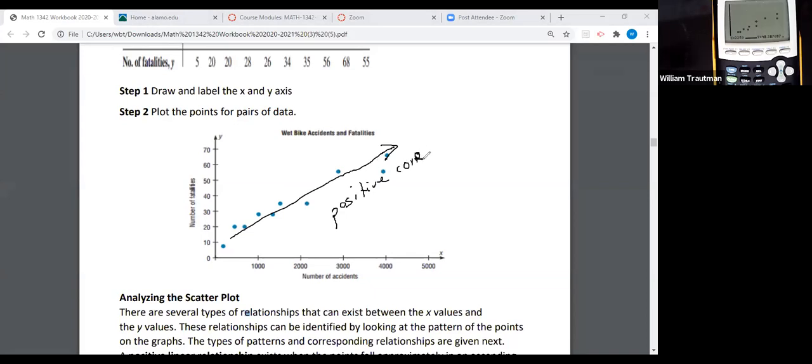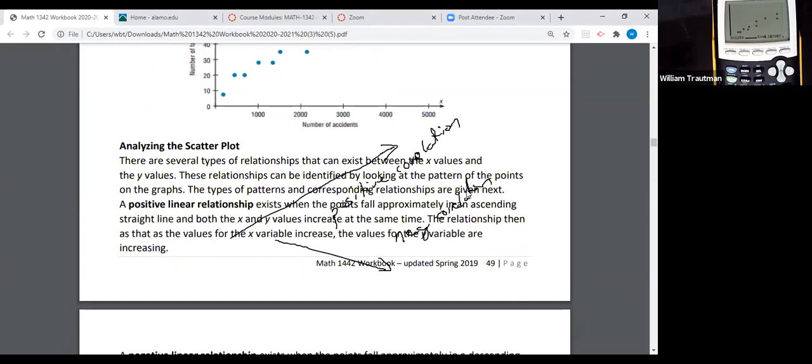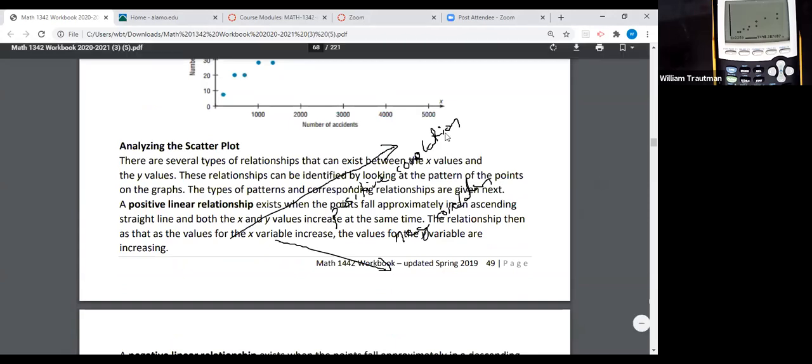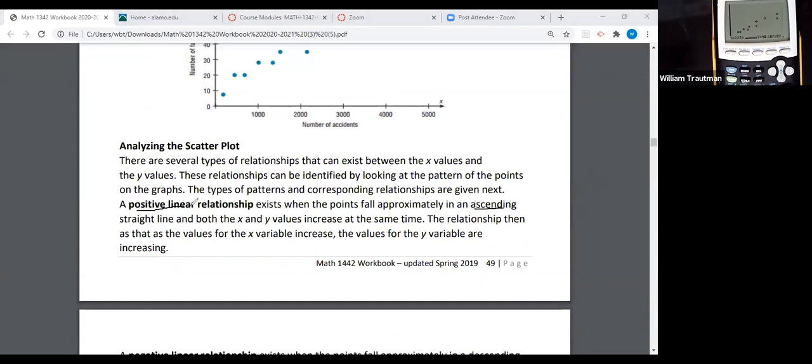I don't know if it's 2 R's or 1, correlation. Positive correlation. If your data was going down, then it's a negative correlation. So that's a positive correlation. Once again, positive linear correlation exists when the data is going up, ascending, where X and Y, the data is increasing over an amount of time.